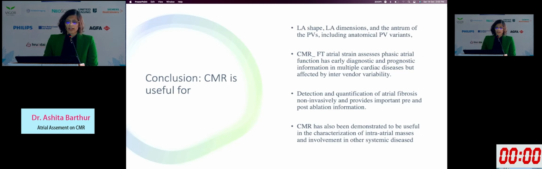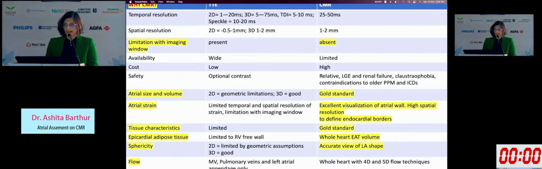So to conclude, cardiac MRI is useful for assessment of LA shape, dimensions, and the antrum of pulmonary veins, including anatomical pulmonary venous variants. Cardiac MRI strain assesses basic atrial function and has early diagnostic and prognostic information in multiple cardiac diseases, but is affected by inter-vendor variability. The detection and quantification of atrial fibrosis non-invasively provides important pre and post ablation information, and cardiac MRI has also been demonstrated to be useful in the characterization of intra-atrial masses and involvement of other systemic diseases.